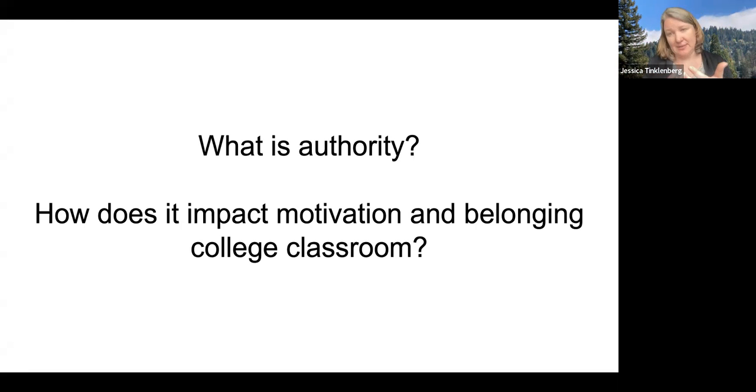Giving students authority in the classroom is allowing them to be the experts, to share expertise, and to value that expertise.